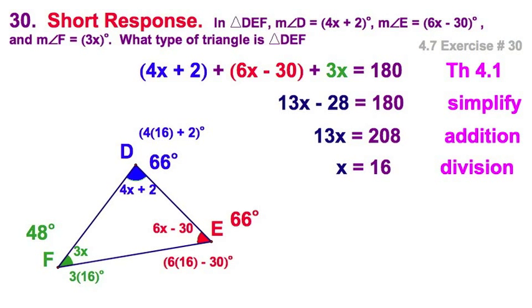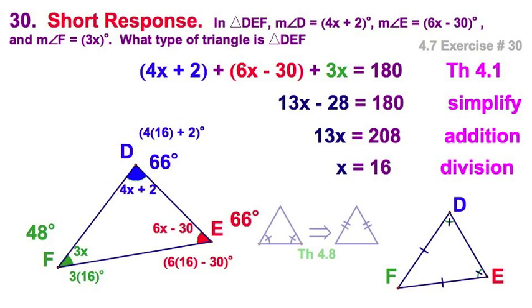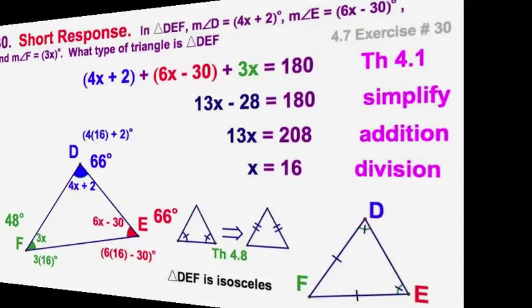Well, if I drew it to scale, I would actually get this. And you see I've got a pair of congruent angles. Angles with the same measure are congruent. And that reminds me of something in Theorem 4.8, that congruent base angles means opposite sides are congruent. So I would say that this triangle is isosceles.